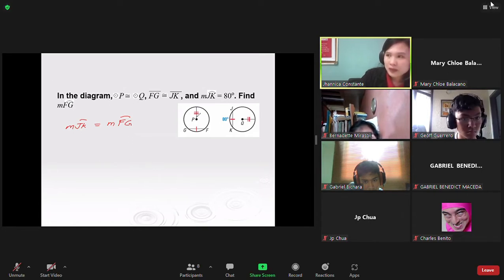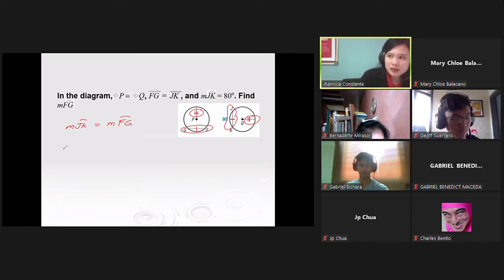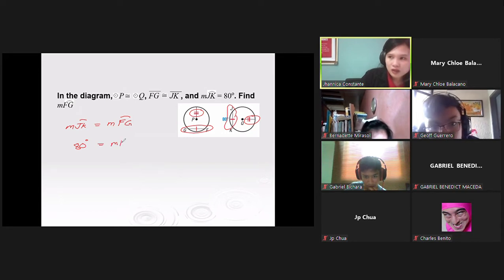Radius is congruent to the radius of our circle Q. Chord GF is congruent to the chord JK. Since both the radius and the chord in the two circles have the same measurement, the measurement of the minor arc of our chord is equal to the measurement of the other arc in our circle. So if JK has a measurement of 80 degrees, that means the measurement of our arc FG is also equal to 80 degrees.